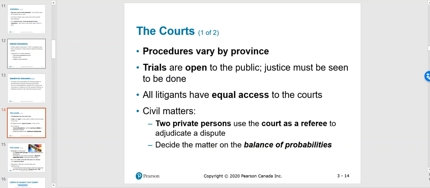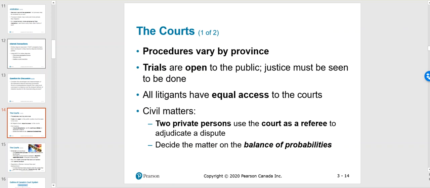And as a general rule, trials are open to the public. Some exceptions will be when there's a child involved in the case, or if one of the parties requests the judge to make them confidential. The judge, at their discretion, will decide whether to grant confidentiality or not. So it will depend on the nature of the issue.